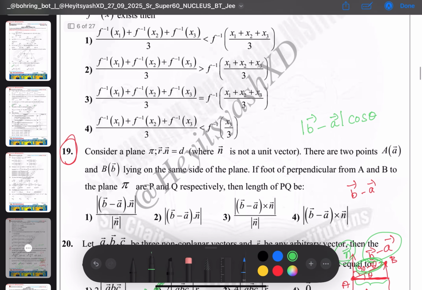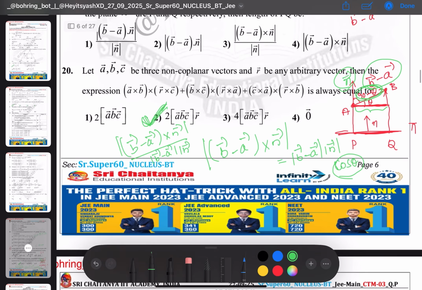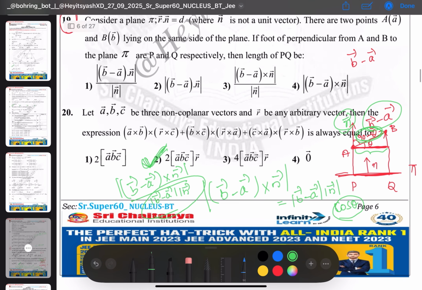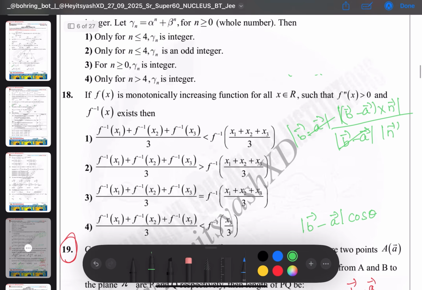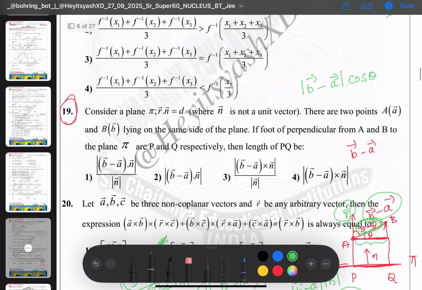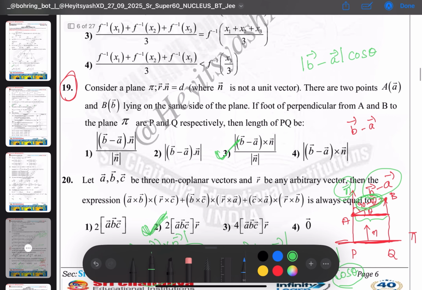So let's substitute here. B bar minus A bar, we already have this, and cos theta is B bar minus A bar cross N bar divided by mod B bar minus A bar mod N bar. So this and this will get cancelled. So B bar minus A bar cross N bar by mod N bar. So this will be your answer, option 3. Such an easy question.